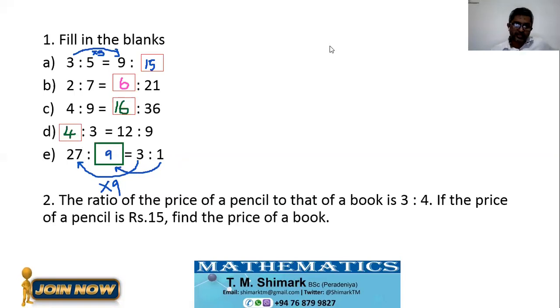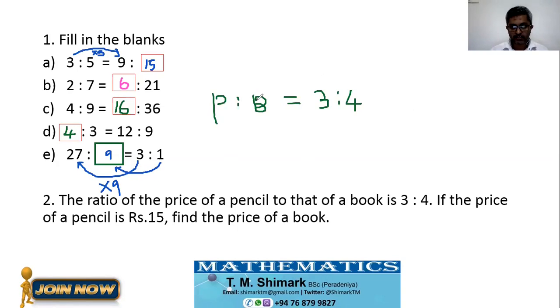Next question, it's a word problem. The ratio of the price of a pencil to that of a book is 3 is to 4. That means you have to understand the English very clearly. The ratio of the price of a pencil to that of a book means the price of the pencil is to the price of the book is 3 is to 4. If the price of a pencil is 15, find the price of the book.